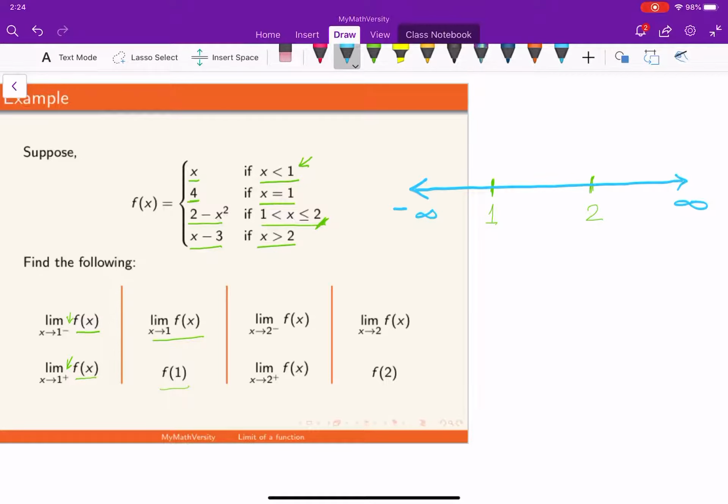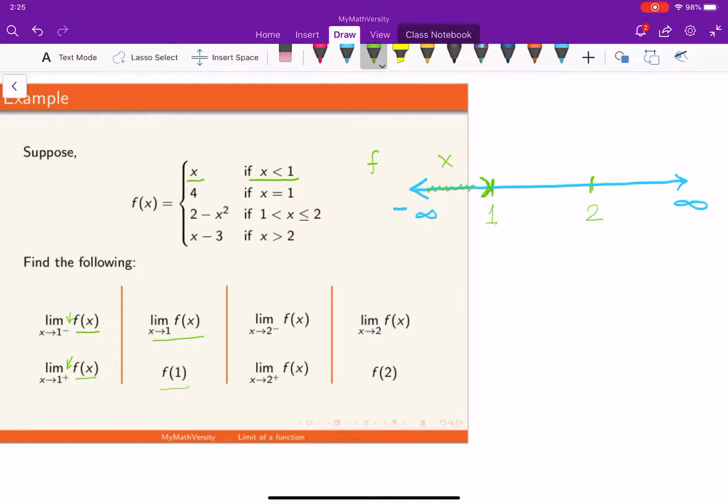Okay, so let me first erase all of these things over here. When x is less than 1, the function is defined by x, right? So that means if you choose any real number which is less than 1, then the function f is defined as just x. So if you choose any real number over here, you are just going to find the value of the function by that rule, just x, right? We use that.